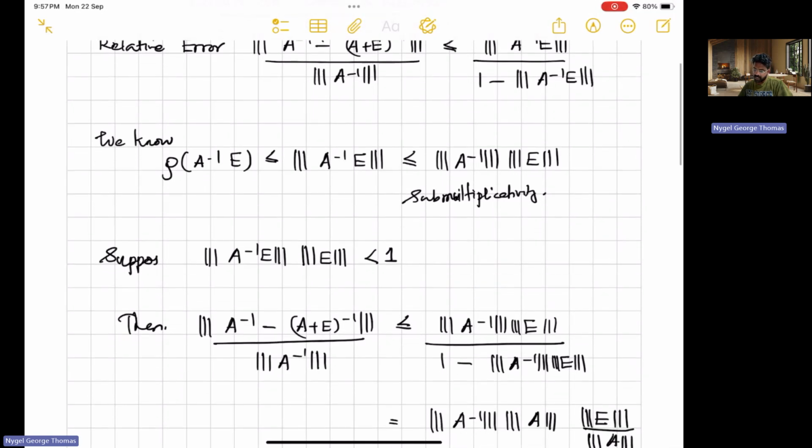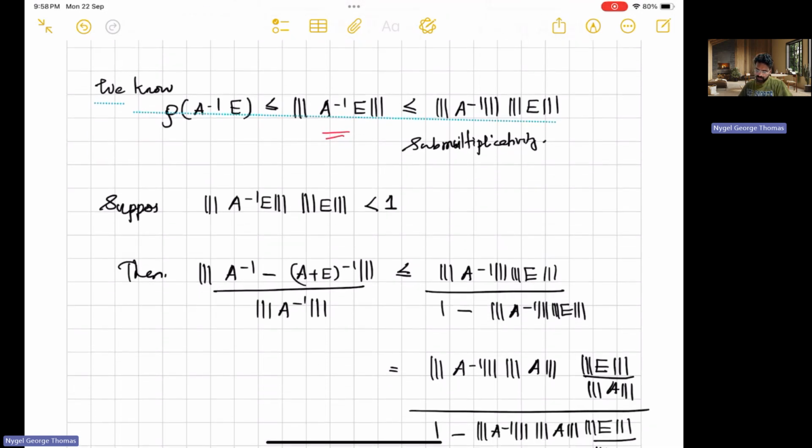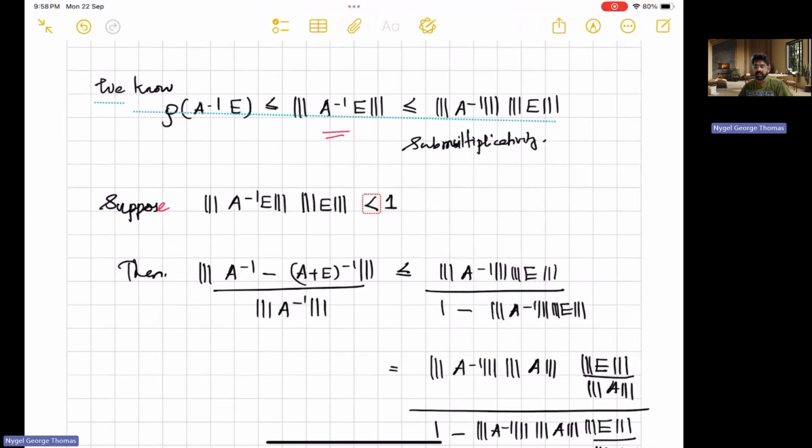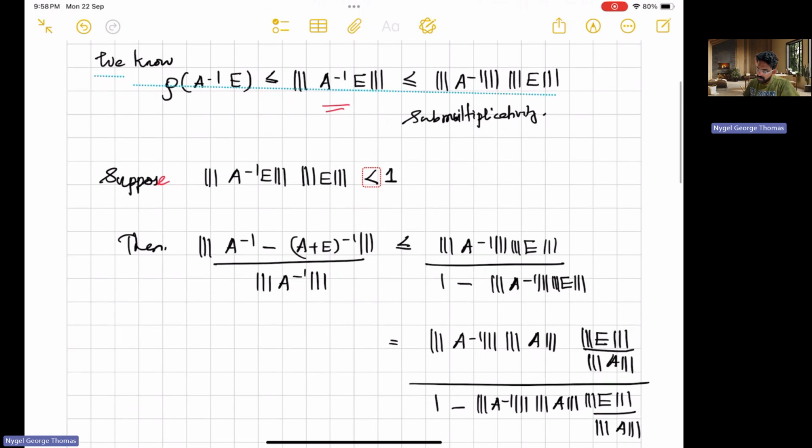Now, by submultiplicativity, the norm of A inverse E will be again less than or equal to norm of A inverse into matrix norm of E. So let's suppose that this value is also less than 1. We assume that the norm of A inverse E is less than 1. Let's also assume that norm of A inverse into norm of E is also less than 1.